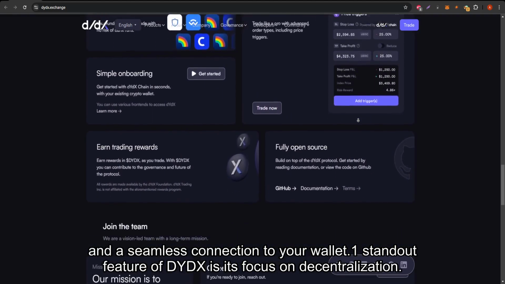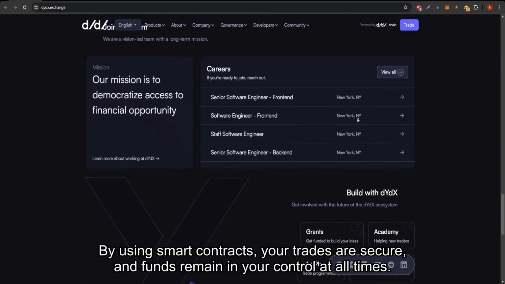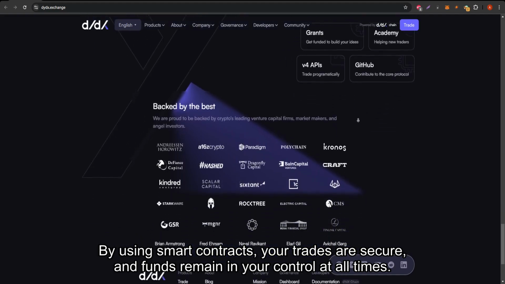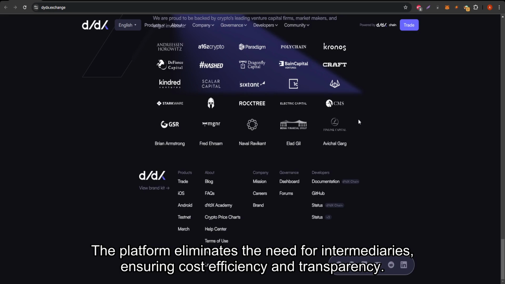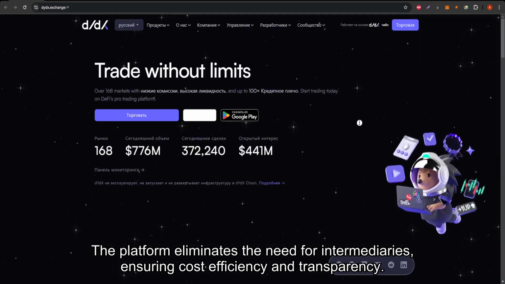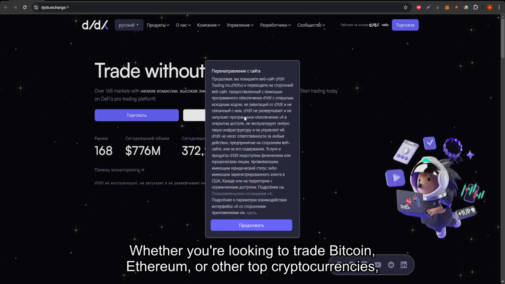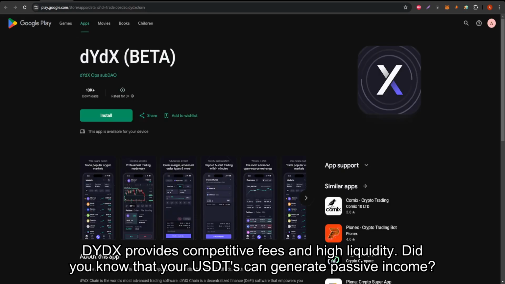One standout feature of dYdX is its focus on decentralization. By using smart contracts, your trades are secure, and funds remain in your control at all times. The platform eliminates the need for intermediaries, ensuring cost efficiency and transparency. Whether you're looking to trade Bitcoin, Ethereum, or other top cryptocurrencies, dYdX provides competitive fees and high liquidity.